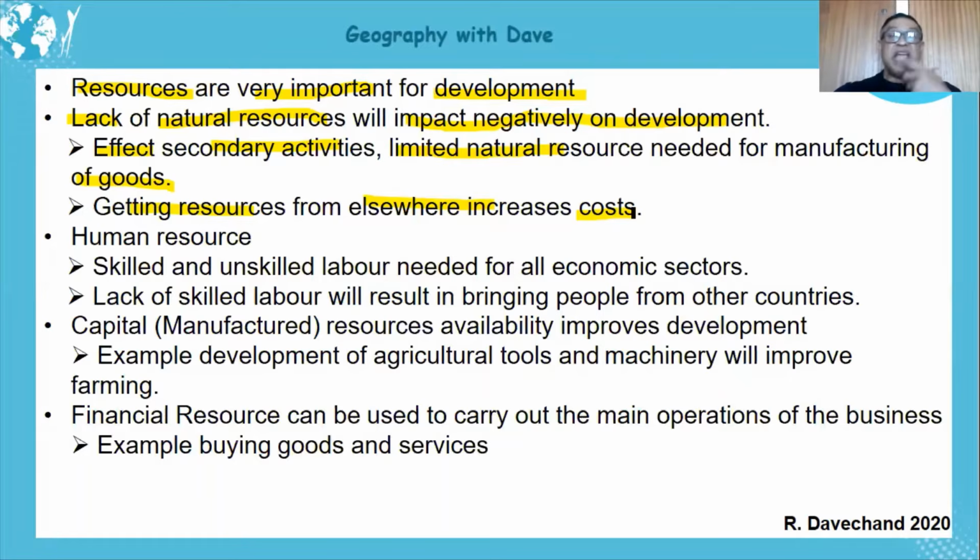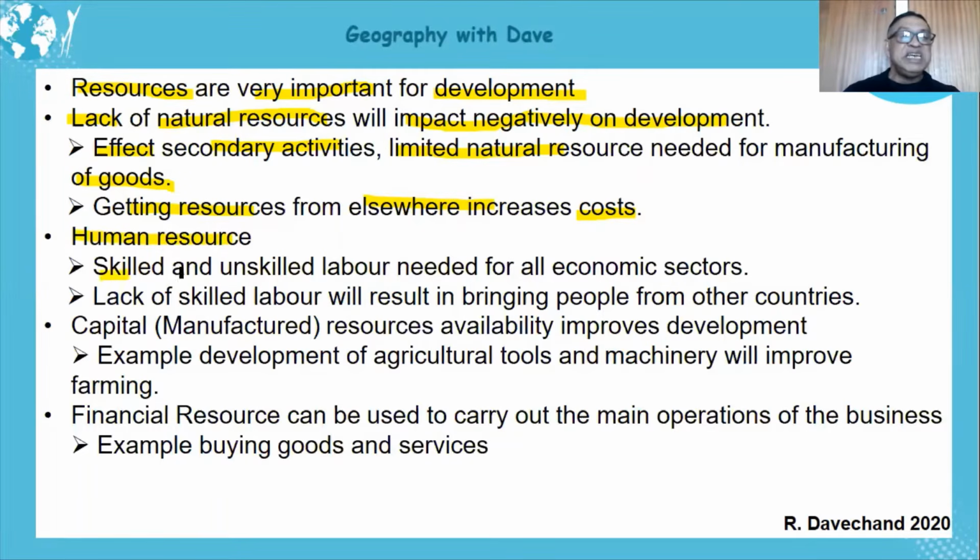Okay, so natural resources are very important. Imagine those countries that have crude oil, etc. Their transport costs are far less and they make a lot of money. Okay. And then, of course, the human resource.